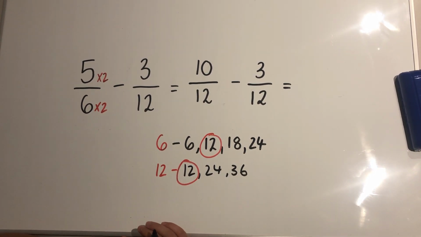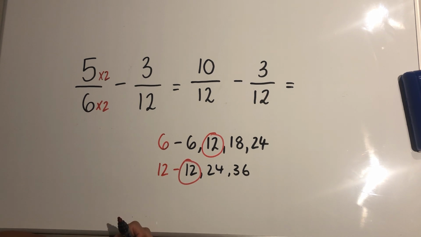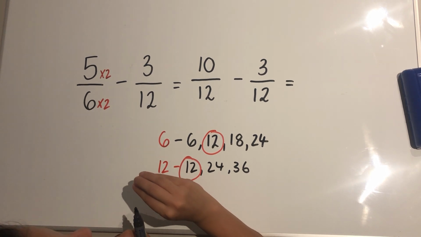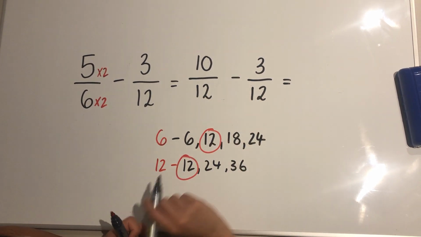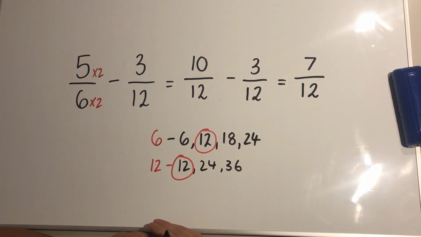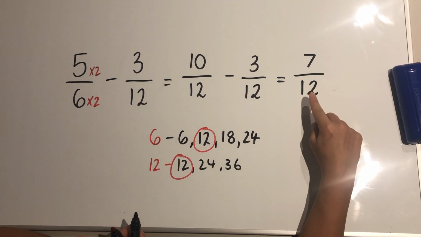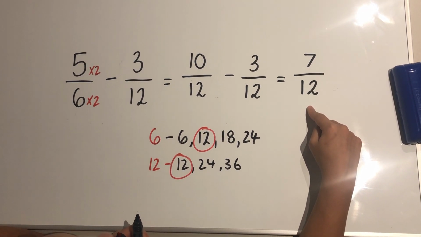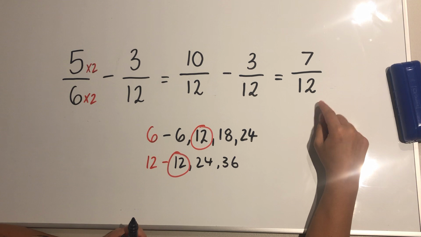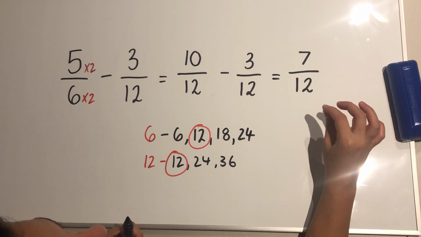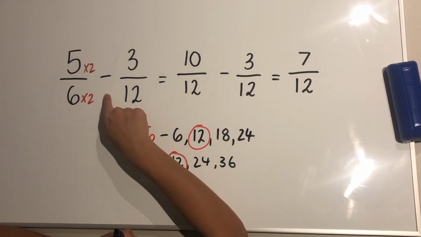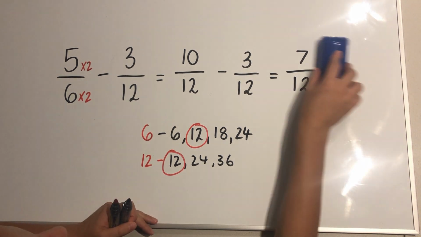Our step 2 is just then to subtract our numerators. So we don't do any subtracting of our denominators. That stays exactly the same. So 10 subtract 3 is 7, and our denominator stays the same of 12. Our very final step is to convert our answer into a mixed fraction if we need to, which we don't, and to simplify. And this fraction here, 7 over 12, is in its simplest form because there is not a factor that goes into 7 and 12. So our answer for 5 over 6 subtract 3 over 12 is 7 twelfths.